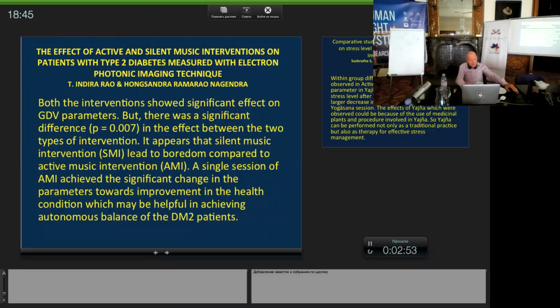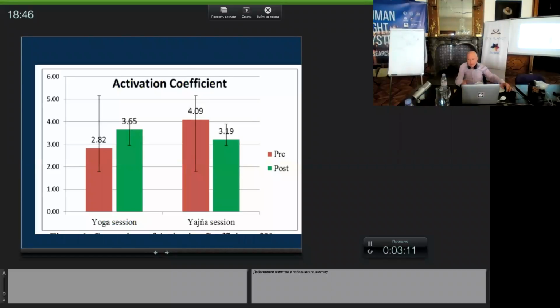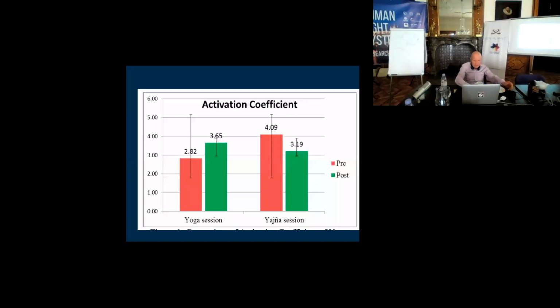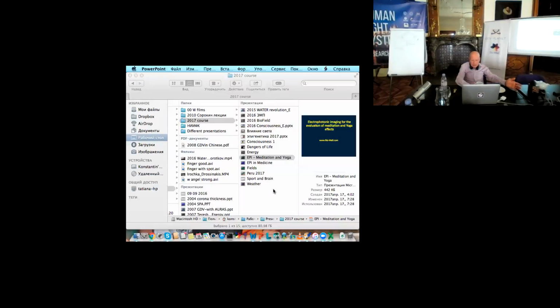Then influence of music, different Indian music, and again influence on people. Different type of yoga, and it was a clear difference. So you see, more and more papers are coming on meditation, on yoga, using electrophotonic instrument, because it's a very good system, a very good instrument that can show you this really strong effect. So that's how we make this research.